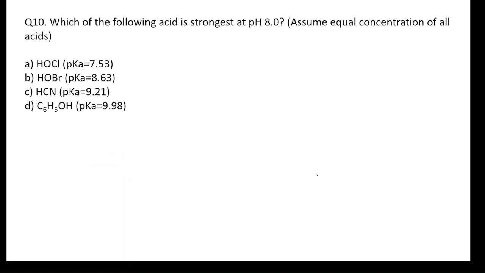So this is the last question of the session. Which of the following acids is strongest at pH 8? HCl, HOBr, HCN, or this C6H5OH? Which will be the strongest acid at pH 8? We know the pKa values of all of them. Which will produce more H plus ion? Which is going to produce more H plus ion at pH 8?